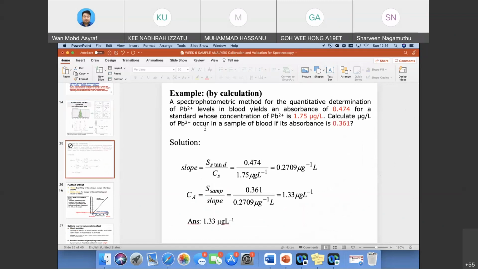All right. So this is an example of a calculation. Maybe I give you 2 minutes to look at it first.